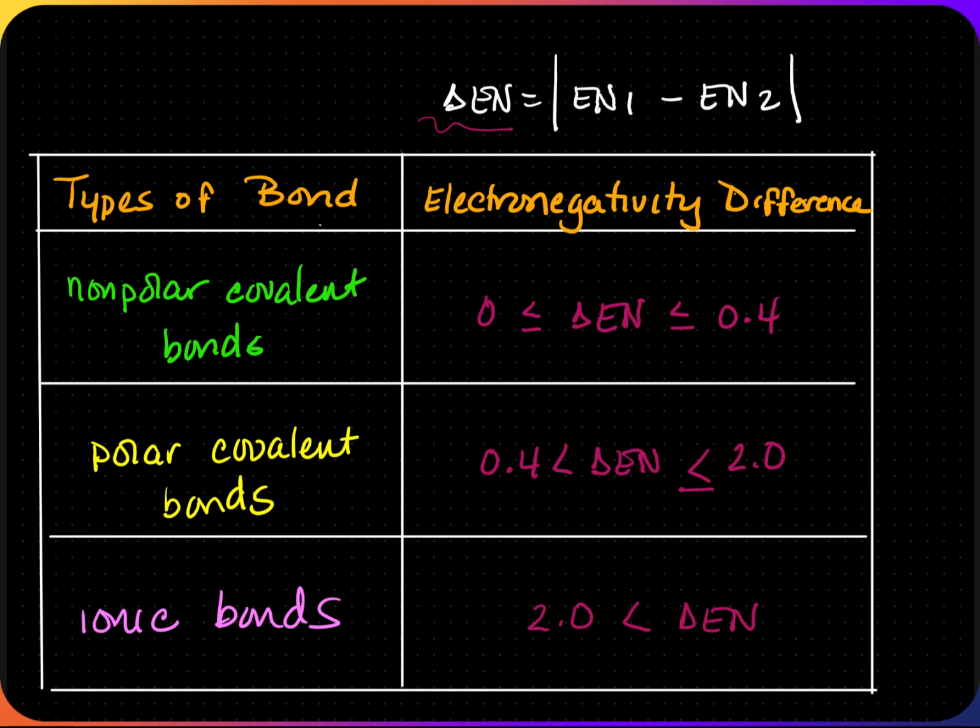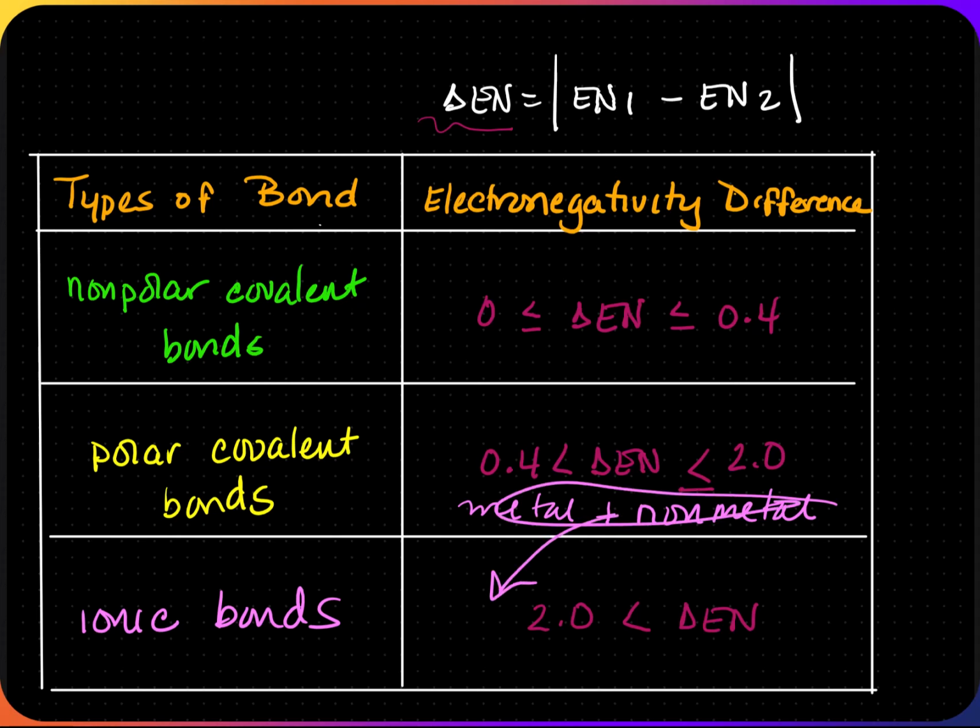In general, the range for nonpolar covalent bonds is between 0 and less than or equal to 0.4. For polar covalent, it is greater than 0.4 but less than or equal to 2. Anything greater than 2 is considered to be ionic bonds. However, if you have a metal and a nonmetal that falls into this range when you do the electronegativity difference, it is not considered polar covalent, but it will fall under ionic bonds.